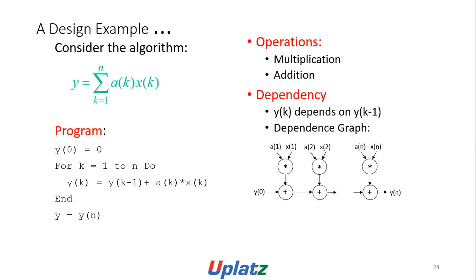Dependence graph: y0 with a1 and x1 multiplied and added to y0, a2 and x2 multiplied and added to y1, and so on, until a_n and x_n are multiplied and added to y n minus 1 to get y_n.